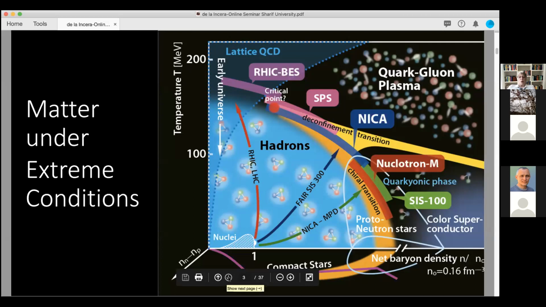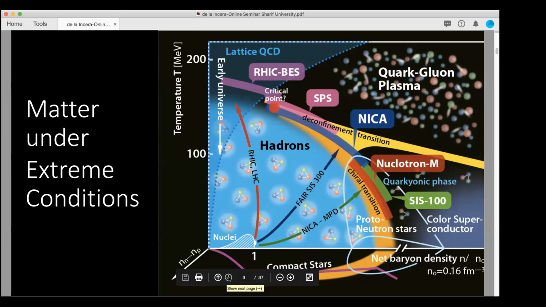So what I was saying is that the intermediate region is where we have a challenge, because we don't have experiments to probe that region, and we only have what we observe from neutron stars, which also happen to be in the region of intermediate densities and low temperatures.